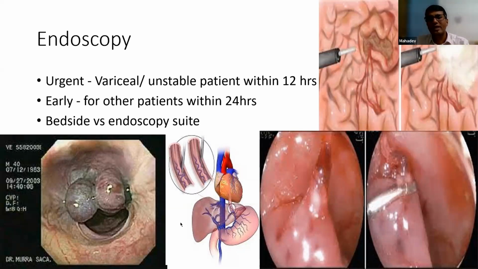So if there is a variceal bleed, this is a photograph which shows the varices being banded. The next picture shows injection of sclerotherapy agents to these varices to cause occlusion of the varices and stoppage of bleeding. And if there is a lesion or bleeding ulcer, you can see the clip which has been applied. The upper right side photograph shows an injection of adrenaline which is used to control bleeding from a bleeding ulcer.